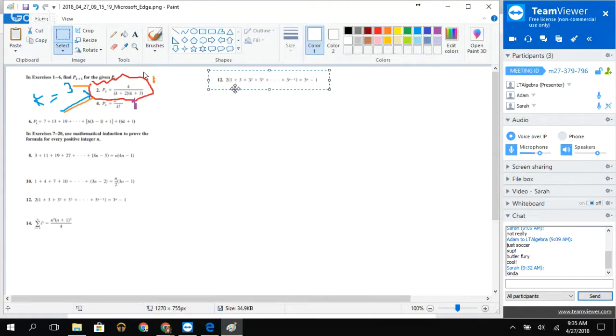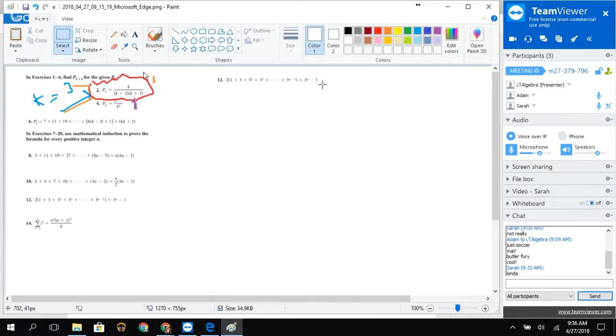Number 12 says we have 2 times the quantity 1 plus 3 plus 3 squared plus 3 cubed plus and so on, plus 3 to the n minus 1. So however many 3's you add together. Basically this is 3 to the 0 power, 3 to the 1 power, 3 squared, 3 cubed, 3 to the 4th, 3 to the 5th, 3 to the 6th, all the way up, and then we're multiplying by 2. If you add all those terms together, you could pick the first 5, you could pick the first 100, then you can find the sum by doing 3 to the n power minus 1.